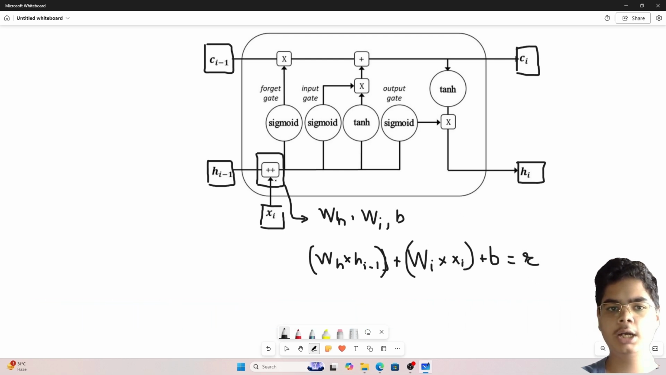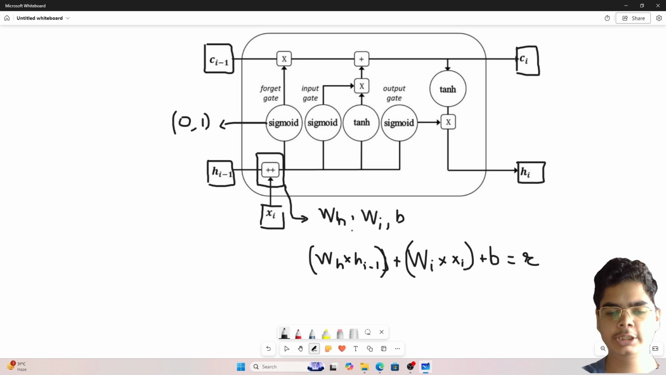Now this r will go through the sigmoid function. So now there is an interesting thing to note here. This sigmoid function will always give an output which is between 0 and 1. So irrespective of the input, the output of the sigmoid function will always be between 0 and 1. Now this output will be multiplied with the contents of the cell state.